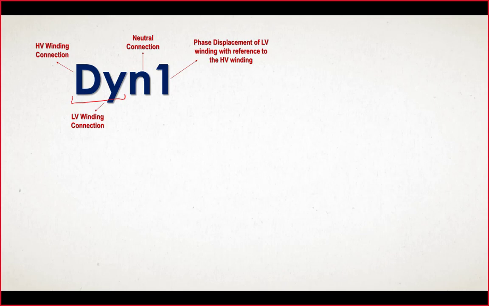Then here, this is the number at the end of this notation that describes the position of phasor of low voltage side with respect to phasor of high voltage side. Then how does this number describe this thing?